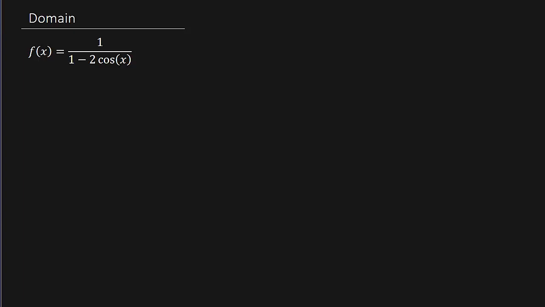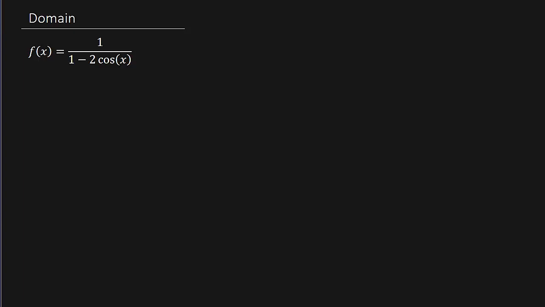This time we're going to find the domain of this function here. So it's a rational function, but you notice it has a trig function in there. So we've got f of x equals 1 over 1 minus 2 cosine x. So what is the domain?